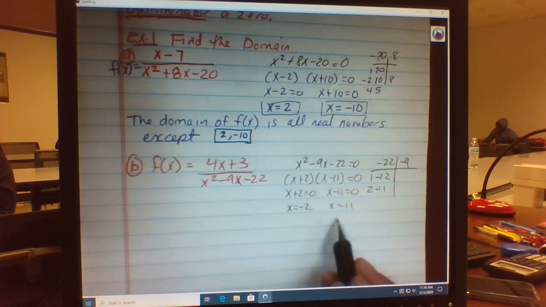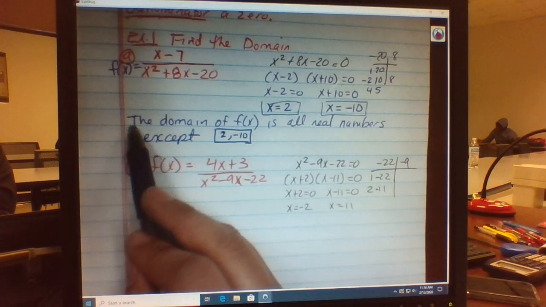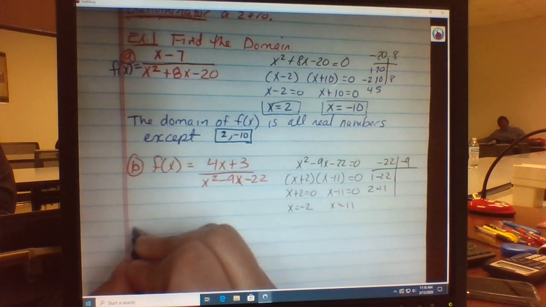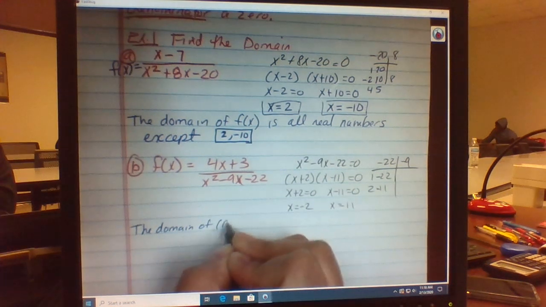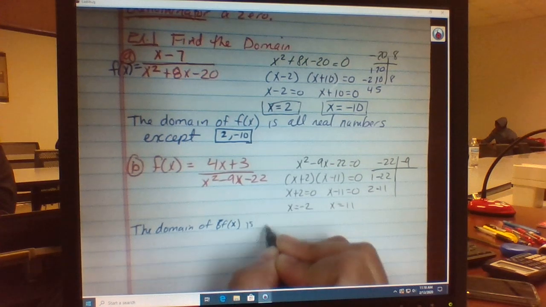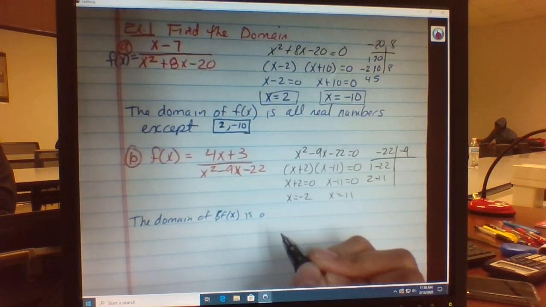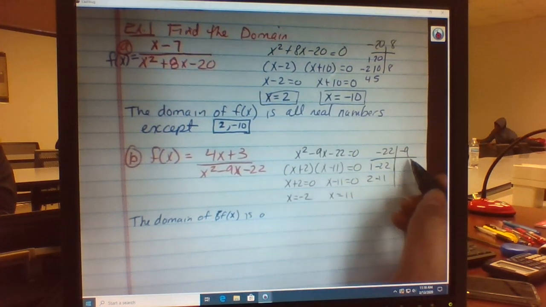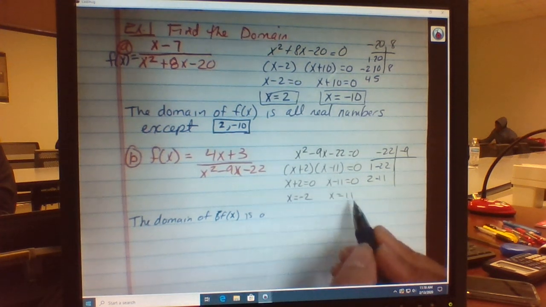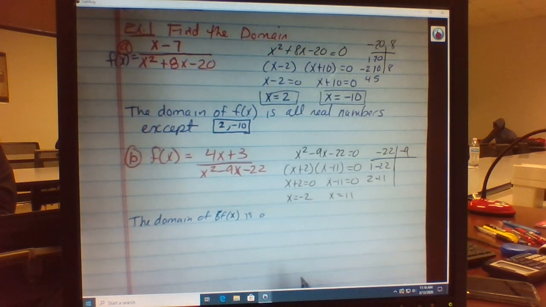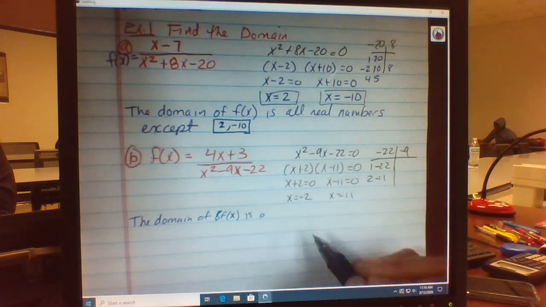Are those the two answers you guys got? Yes? So once again, this is going to be the same sentence. The domain of f of x. This square would be -11 and positive 2. If it's one only, the bigger number would be negative, and the smaller would be positive. But when you set them equal to 0, you have to solve.